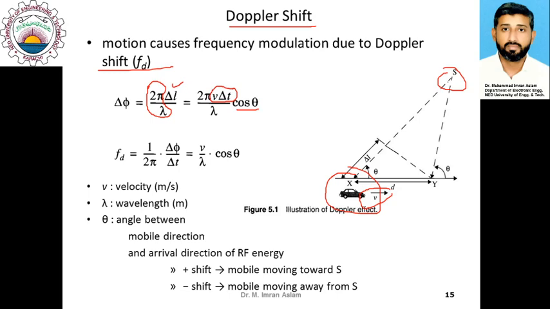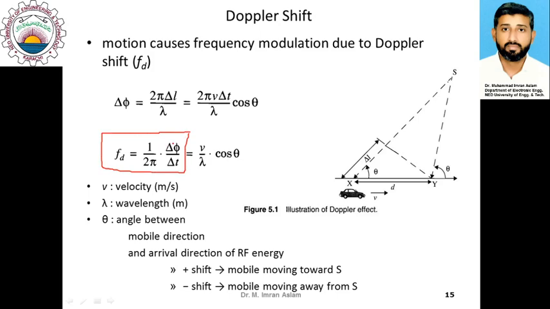So change in the frequency is associated with the phase by this relationship. Fd is delta phi by delta t. Actually, in the limiting sense, this becomes d phi by dt divided by 2 pi. If we substitute this expression here, you would see that this change would be v over lambda cos theta, and you can see that this change is dependent on the velocity of the vehicle, which is v, which will be calculated in meters per second.